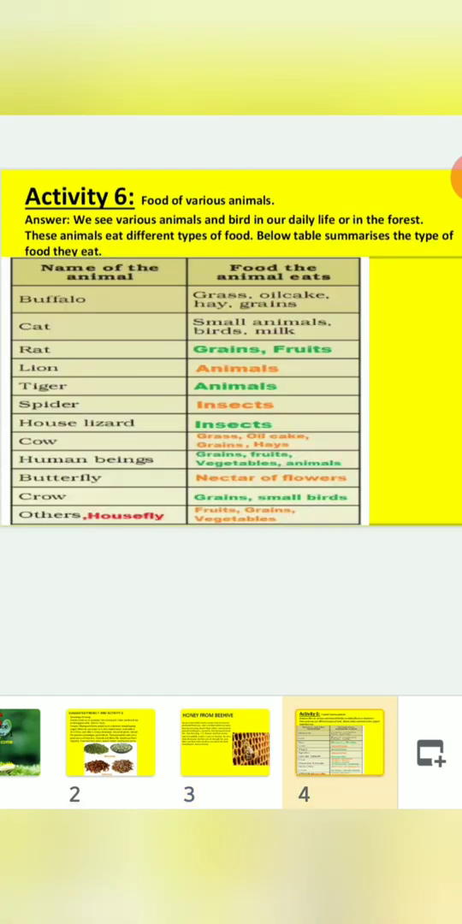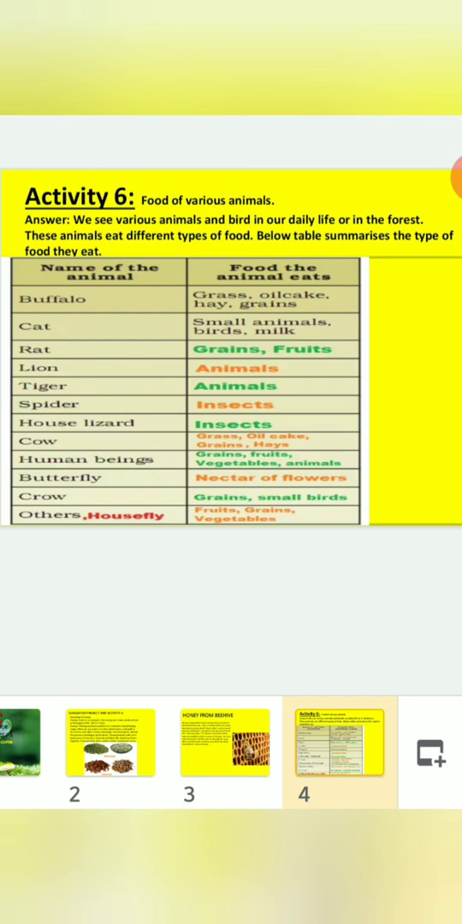Activity 6. Food of various animals. Answer: We see various animals and birds in our daily life or in the forest. These animals eat different types of food. The table below summarizes the type of food they eat. Name of the animal: buffalo. Food the animal eats: grass, oil cakes, hay, grains.